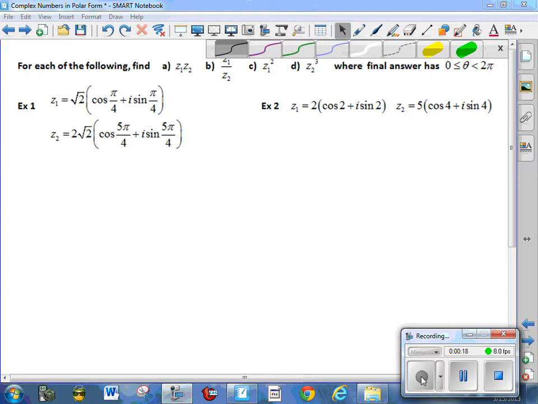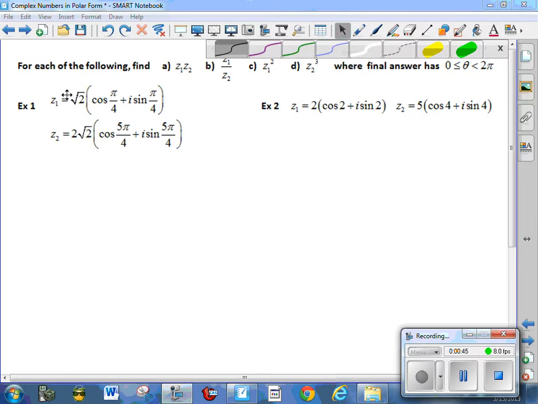In part 1, we learned rules for computing z1 times z2, z1 divided by z2, or raising a complex number z to a power. We're going to put those rules into play. We also need to remember that the final answer has to be in the form where theta is between 0 and 2 pi. So sometimes I'm going to have to add 2 pi or subtract 2 pi to get an equivalent angle that is in this domain.